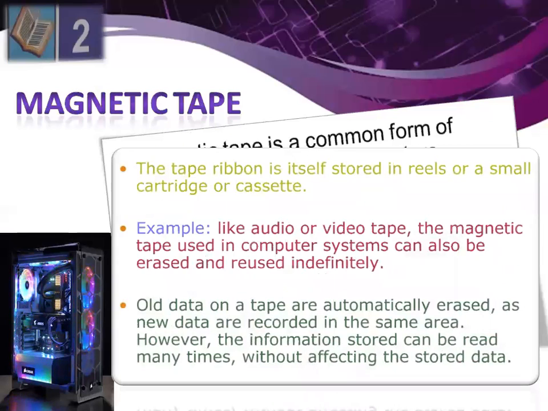The tape ribbon is stored in reels or small cartridges or cassettes. Like audio or video tape, the magnetic tape used in computer systems can also be erased and reused indefinitely. All data on a tape is automatically erased as new data is recorded in the same area. However, the information stored can be read many times without affecting the stored data.